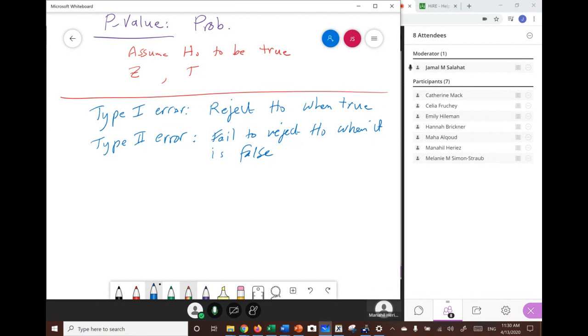So which one is more dangerous, type 1 or type 2? Type 2. Any other opinions? I'm not saying the ones who answer are wrong. I want you to understand the difference. Type 2, I agree with you. Type 2 is more dangerous.